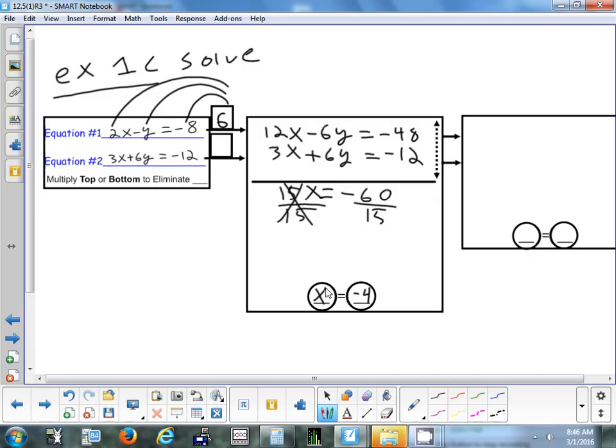What am I going to do with this -4? Yep, we're going to plug it back into either equation 1 or equation 2. It does not matter. Which one do you think is easier? Equation 1? All right. So in equation 1, change x to -4. So you got 2 times -4 minus y equals negative 8.